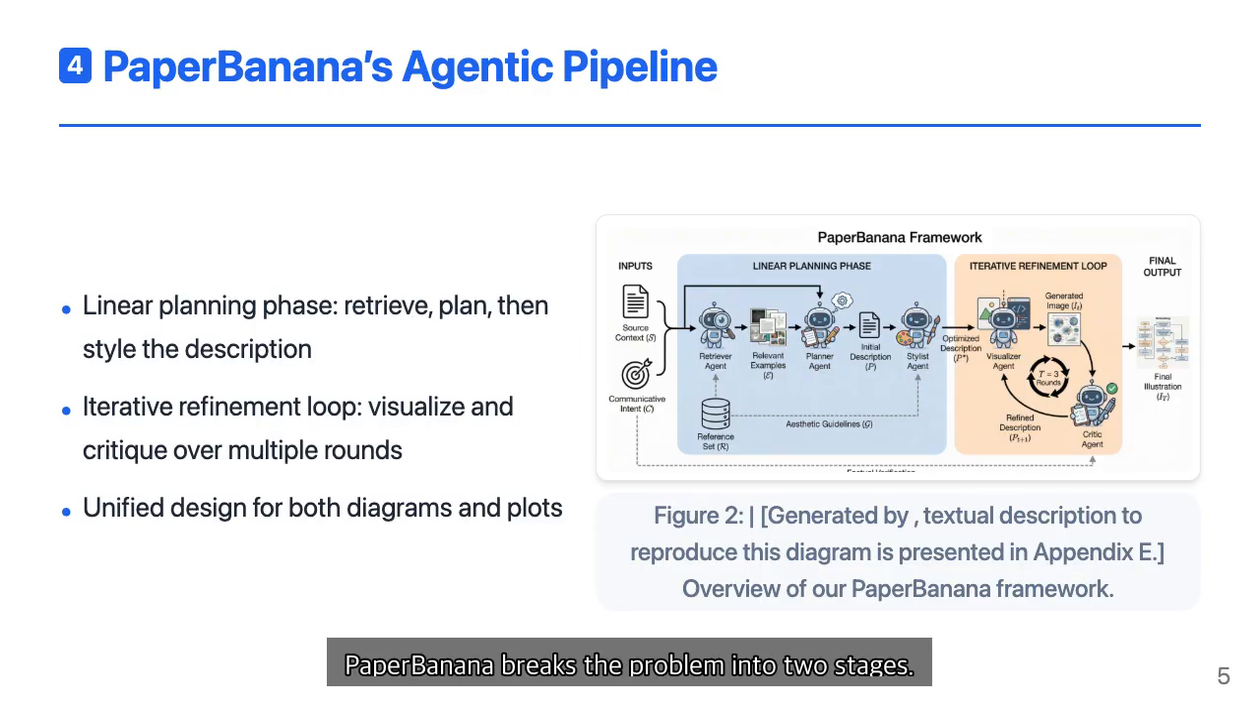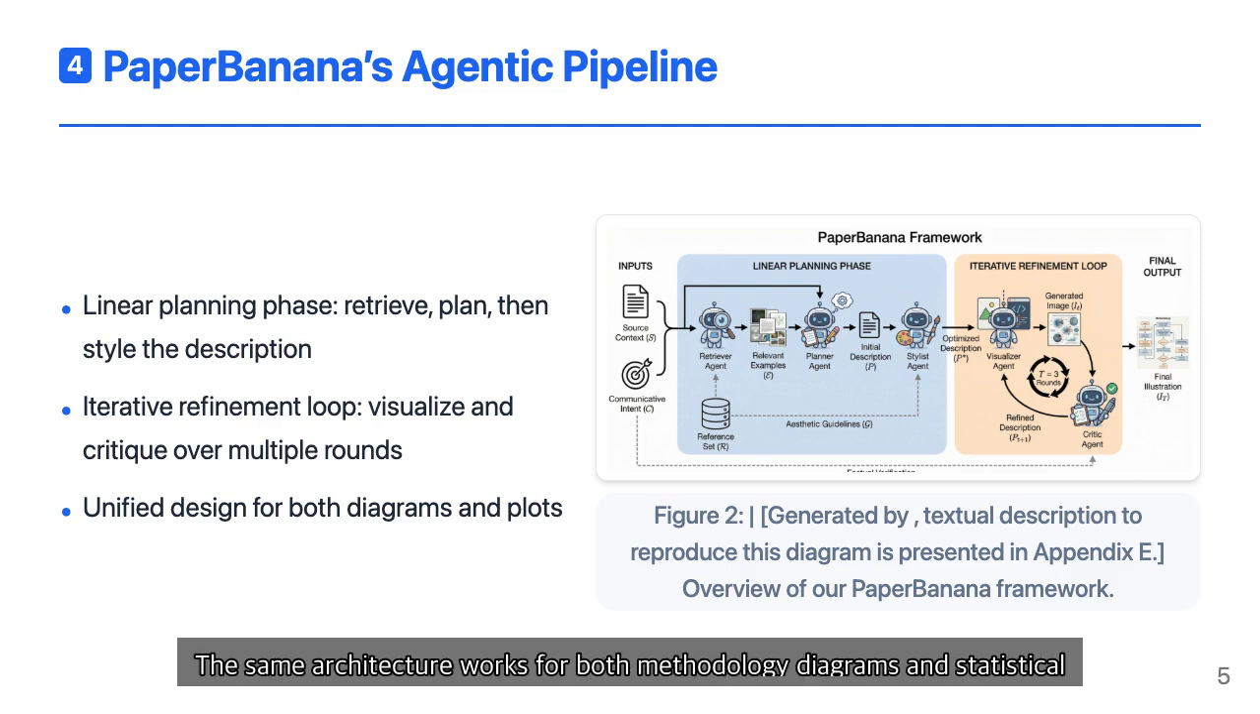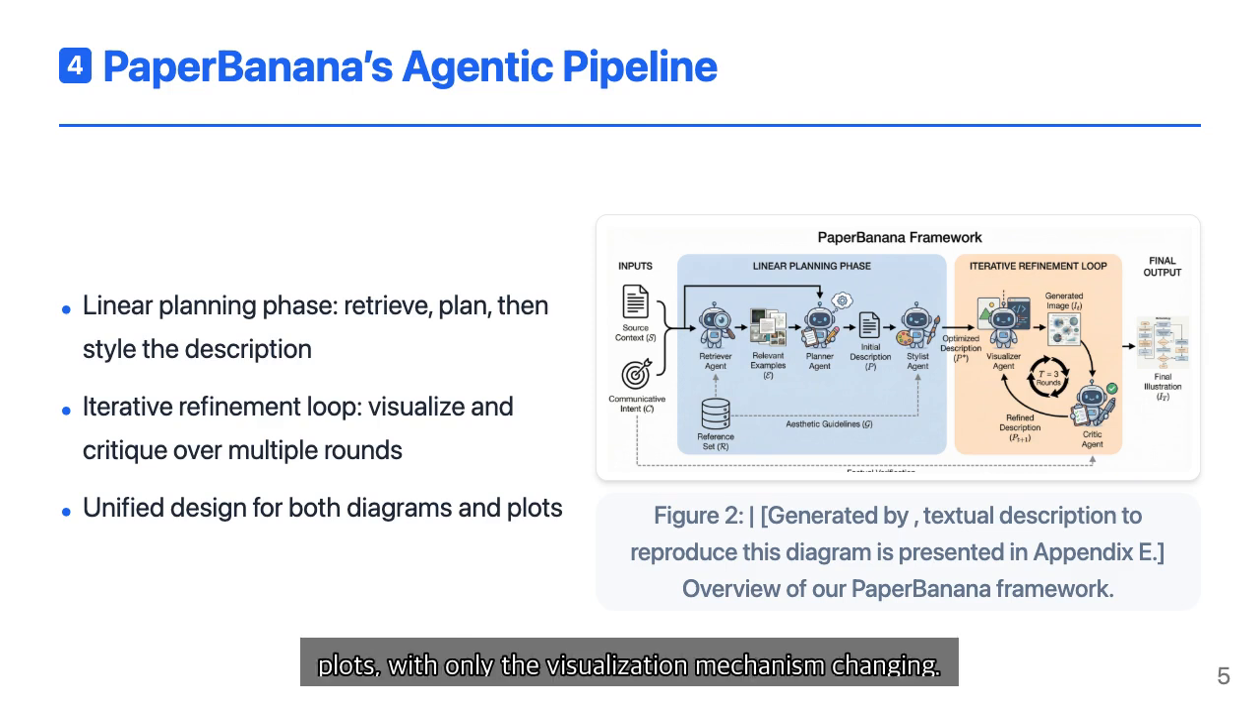PaperBanana breaks the problem into two stages. First, a linear planning phase retrieves relevant reference figures, then plans the content of the new figure and polishes its style description. Second, an iterative refinement loop alternates between visualizing that description and critiquing the result, improving it over several rounds. The same architecture works for both methodology diagrams and statistical plots, with only the visualization mechanism changing.